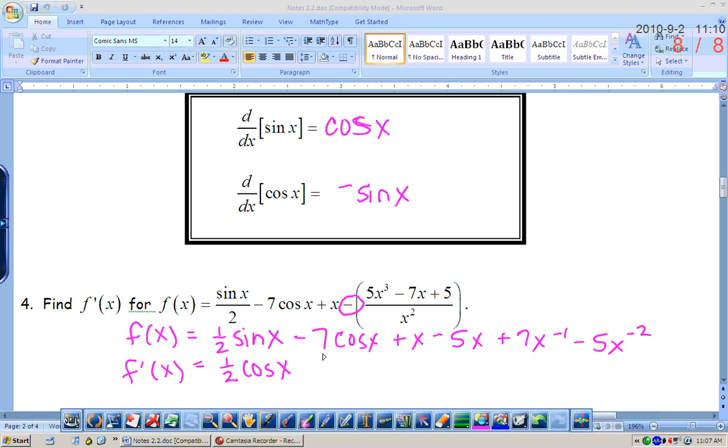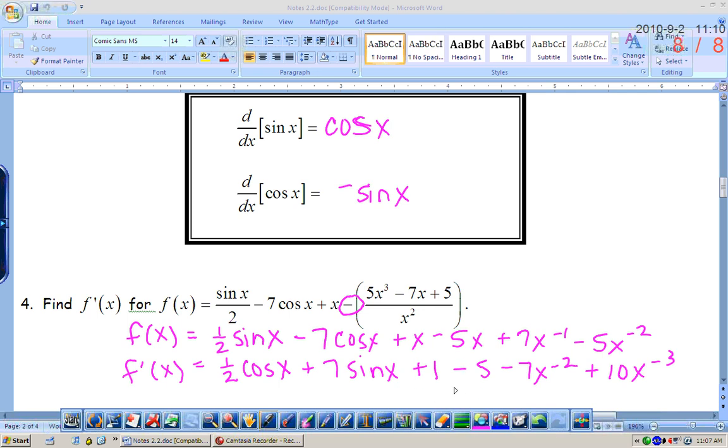All right, what's the derivative of negative 7 cosine x? Good, positive 7 sine x. Okay, what next? Plus 1 minus 5 to the negative 2 plus 10x to the negative 3.